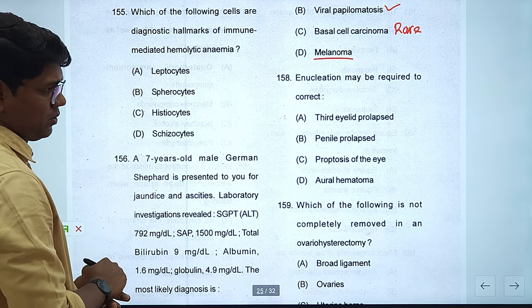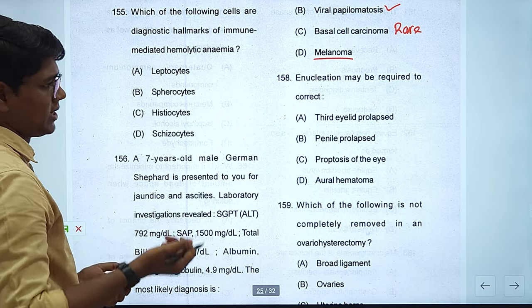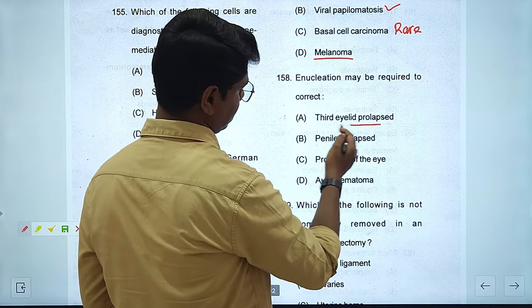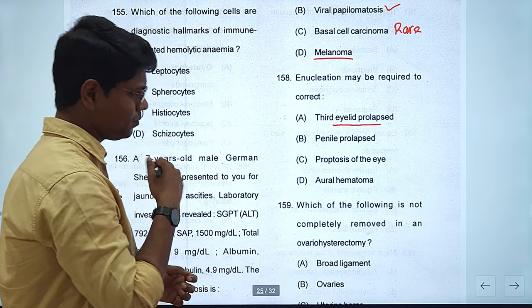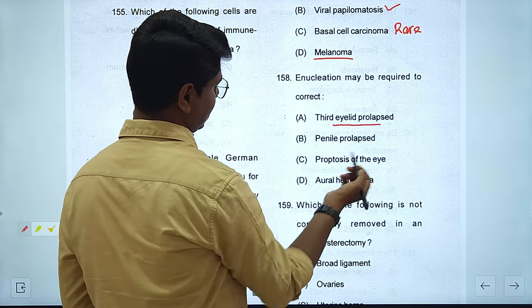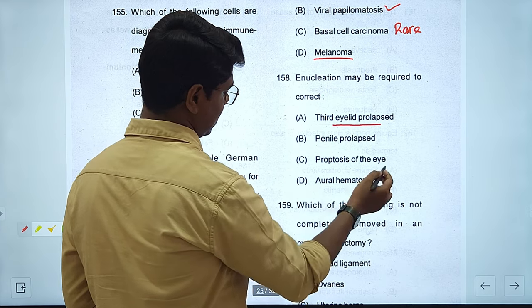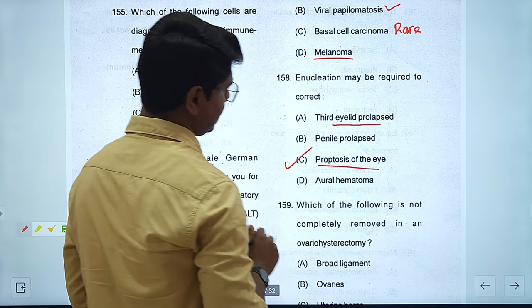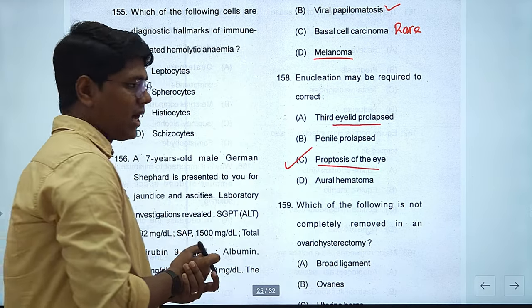Enucleation may be required to correct which of the following? Third eyelid prolapse, no. It is simply the Hardarian gland is removed, or by pocket technique that can be replaced back. Penile prolapse, no, not at all. In case of penile, why need enucleation? Proptosis is the answer.